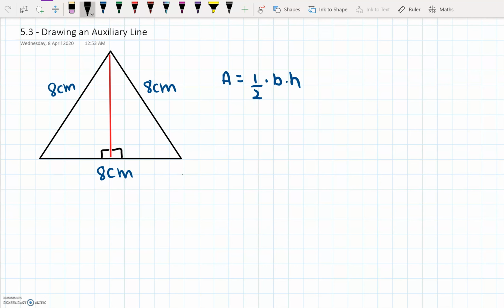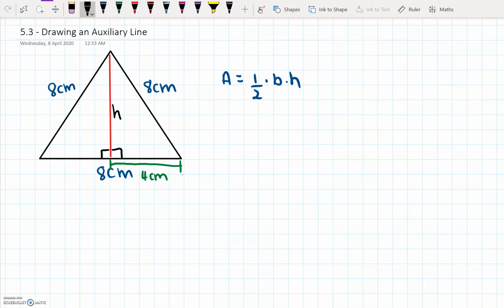So we're going to call this H. Now with this, you can see that this side along here is going to be half of what the base is. So this is going to be 4 centimeters. All right. So now we can say that the height is one of the shorter sides.